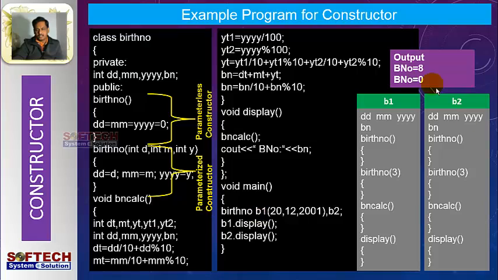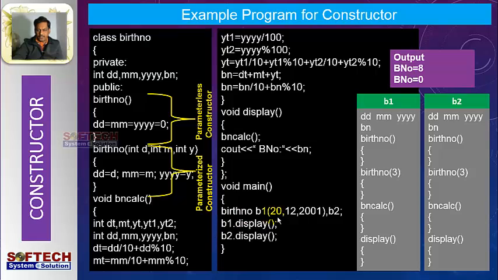b1 is an object, so b1 consists of all data members of the birth number class, because all members may be a data member or function. So 4 data members, 4 functions: it gets a copy of 8 members from birth number. And b2 is also another copy of birth number. b1 is an object, b2 is another object.